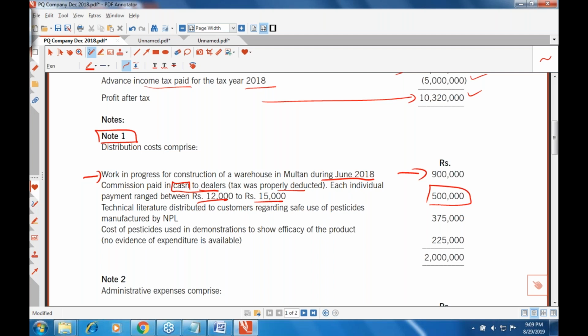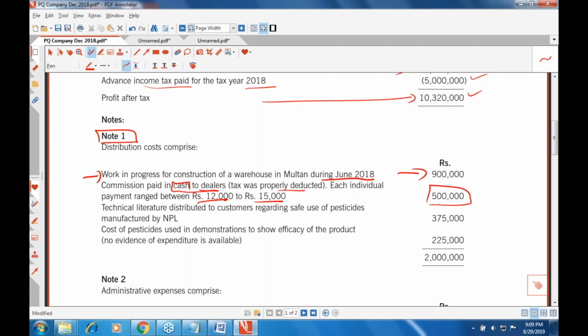Now remember one of the provisions of the inadmissible deductions: if you make a payment of more than 10,000 rupees, in fact if you make a payment under a single account head of more than 50,000 and pay in cash, then that's not allowable. Over there the commission that has been paid is 500,000. So that's one of the problems. That means it exceeds 50,000.